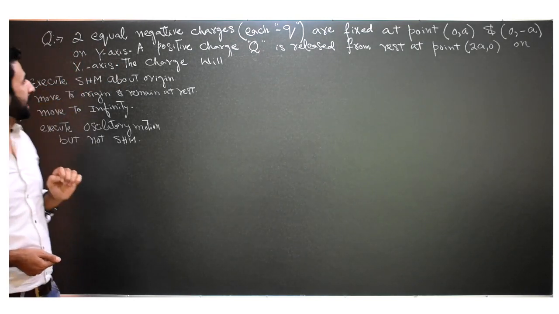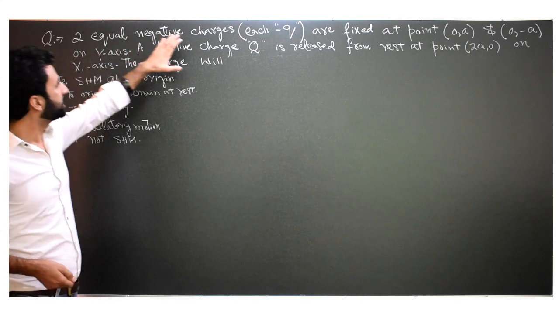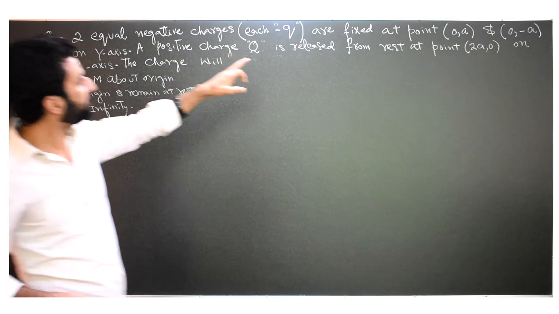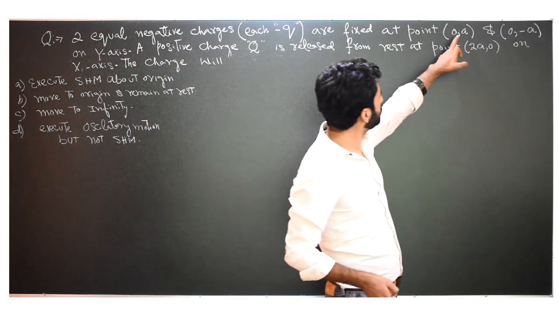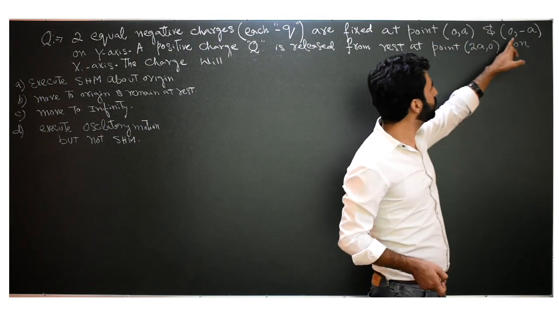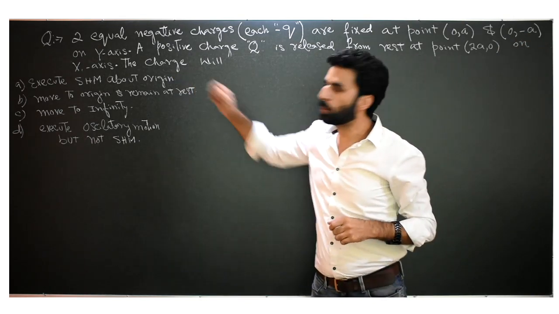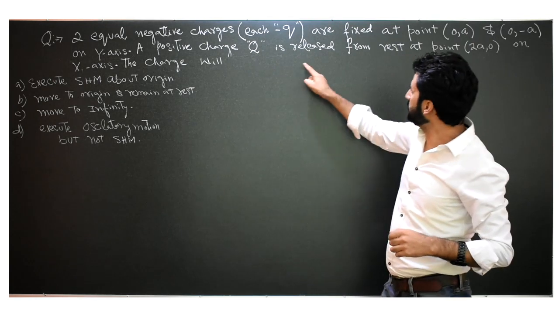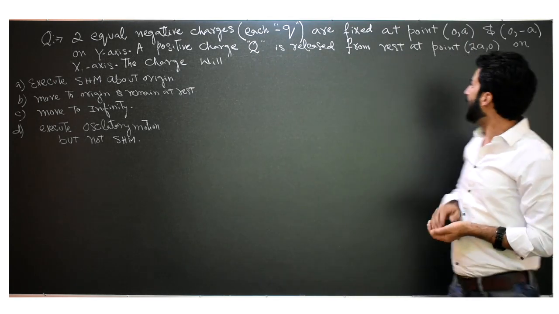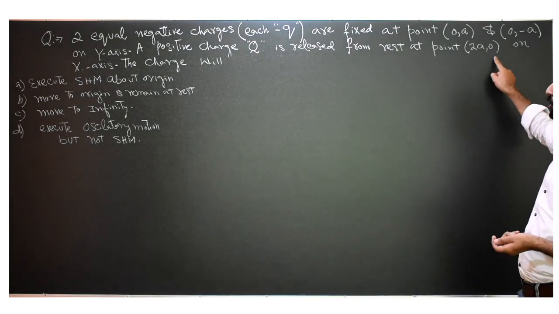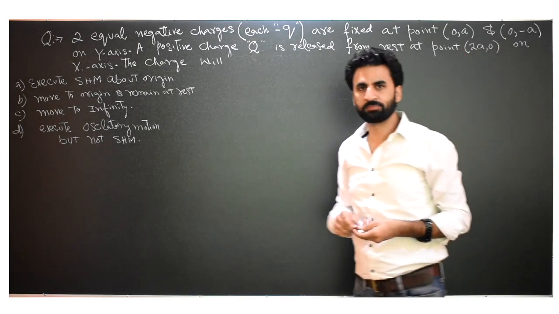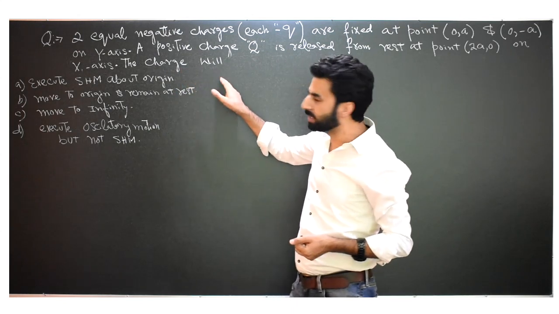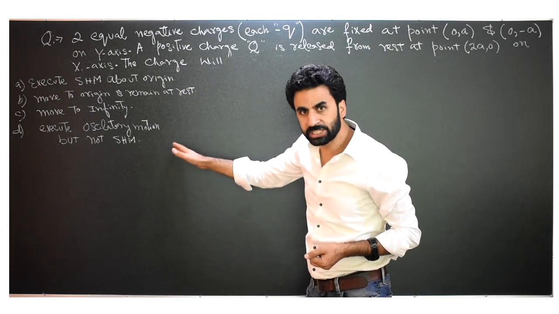The problem states that we have two equal negative charges, each having magnitude minus q. They are fixed at points (0, a) and (0, minus a) on the y-axis. A positive charge plus q is released from rest at point (2a, 0) on the x-axis. Now, what we are asked is, the charge will, and these are the options given to us.